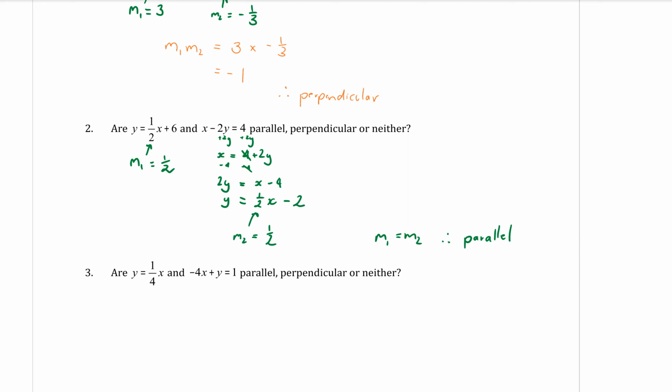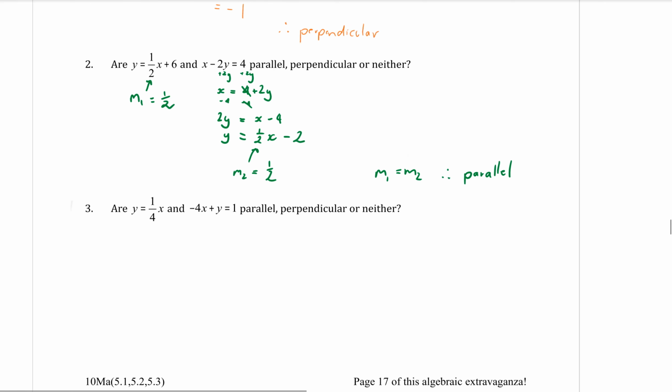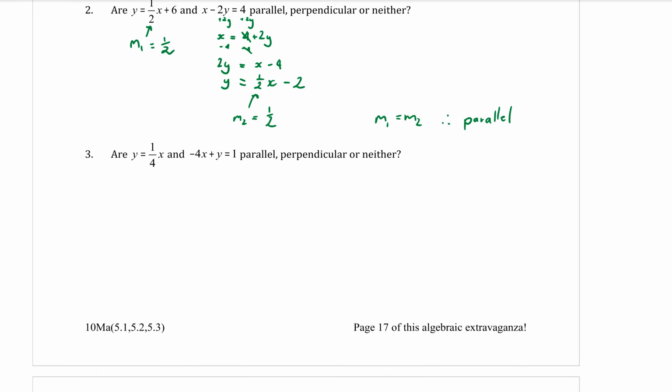Number 3. Are y equals a quarter x and minus 4x plus y equals 1 parallel, perpendicular, or neither? Same thing again, we need to find the gradients of each line. First one is already y equals form, so the gradient is going to be that number in front of the x, so m1 equals a quarter. The second equation, again, I'm going to have to rearrange, and the x is negative this time. So let's move the x across to the other side, making it y equals 1 plus 4x, because I've moved it across the other side.